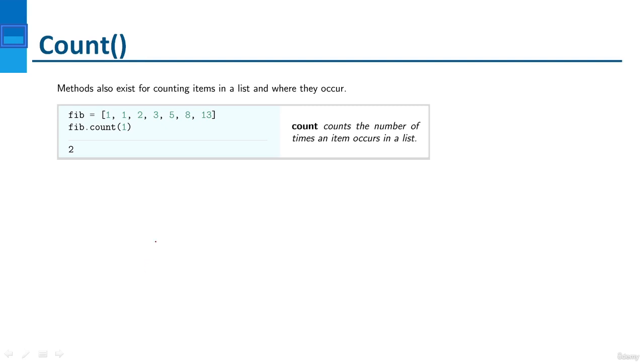Next one is the count method. The count method is used to count how many times a particular element is appearing in the entire list. So you can see this is the Fibonacci sequence. Elements are 1, 1, 2, 3, 5, 8, 13. Now I want to count how many times element 1 is appearing in this list. So totally 2 times it is appearing, right? So that you can display with the help of print.